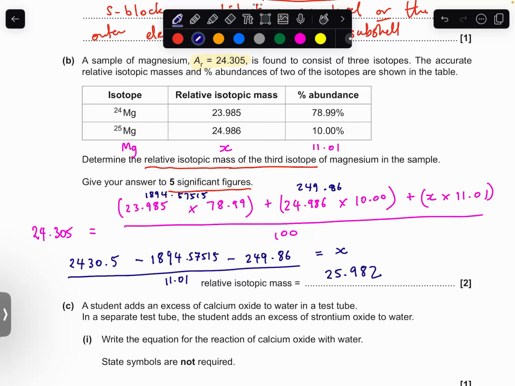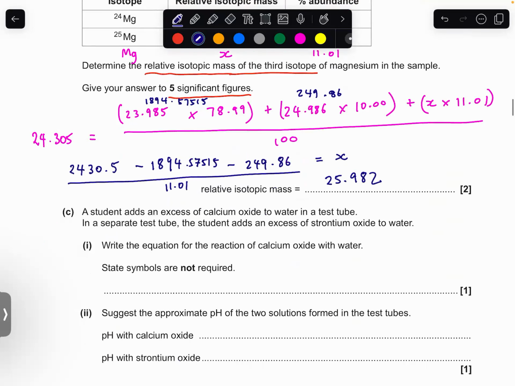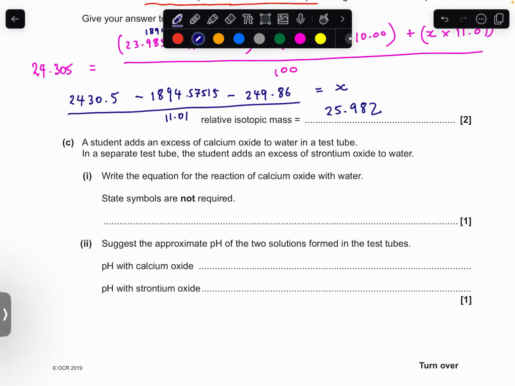25.982. Wow, so easy to get mistakes on what is otherwise seen as an easy question. A student adds excess of calcium oxide to water in a test tube. In a separate test tube, the student adds excess of strontium oxide to water. Write the equation for the reaction of calcium oxide with water; state symbols are not required. Calcium oxide, when it reacts with water, only gives you one product, calcium hydroxide.